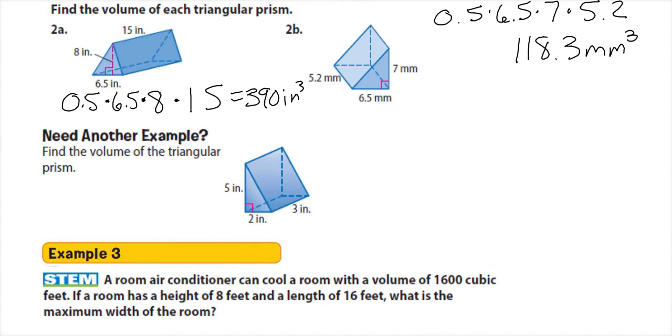Okay, so it would be 1/2. And then the length of the triangle is 2. How tall is the triangle? That's 5. And then how tall is the building? Well, our building fell over in the wind again. Okay, so it's actually only 3 inches tall. Okay, so we got 0.5 times 2 times 5 times 3, and that makes 15. Okay, and that would be cubic inches.